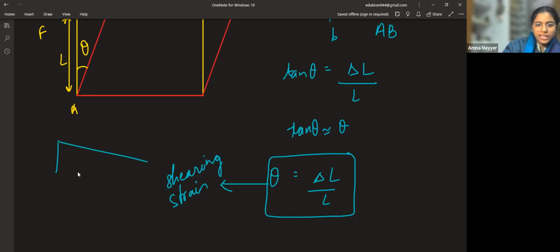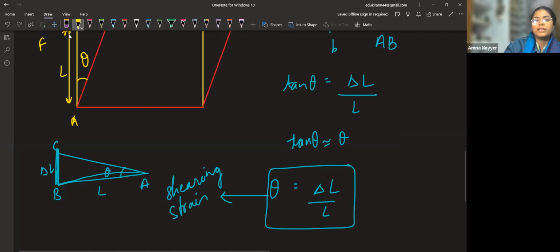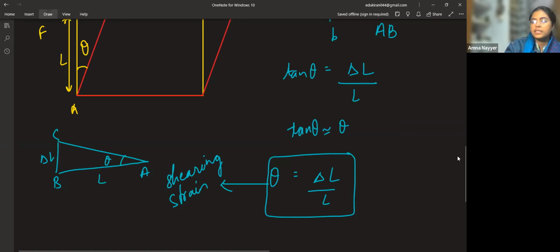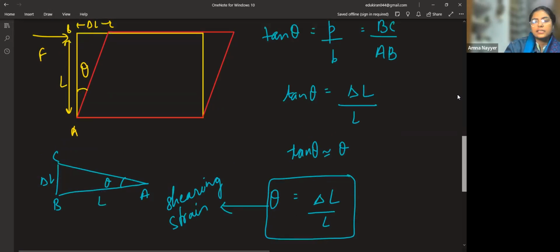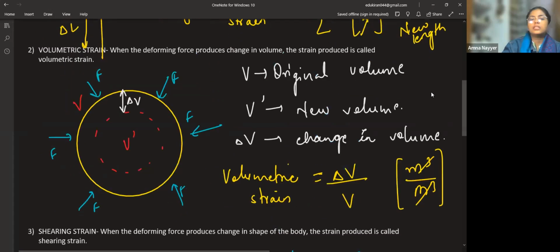Basically, we have taken this triangle. This was point A, this was B, this was C. So this was the change delta L. This was the original length L and this theta. Here we had applied perpendicular divided by the base. So these are the two types other than the longitudinal. So in total there are three types. Write down these also. Then we'll see their relation.